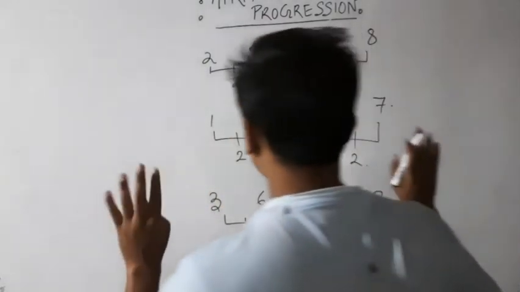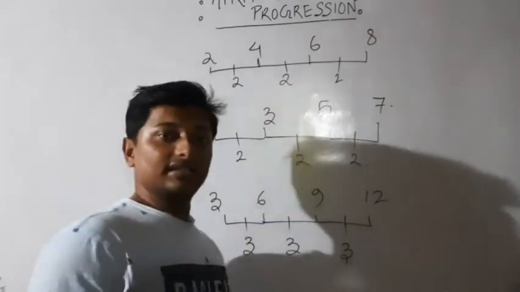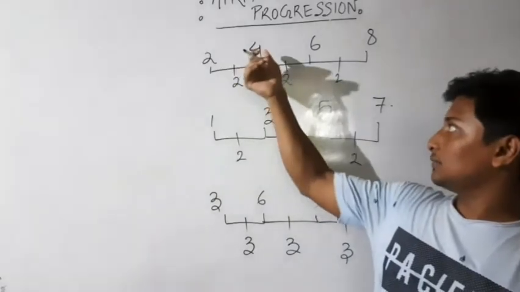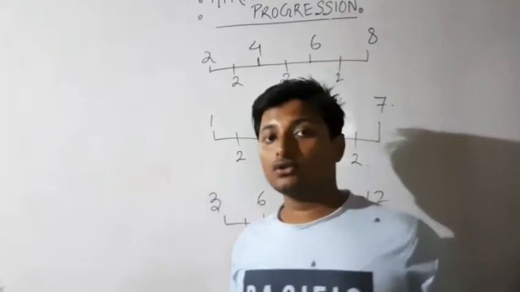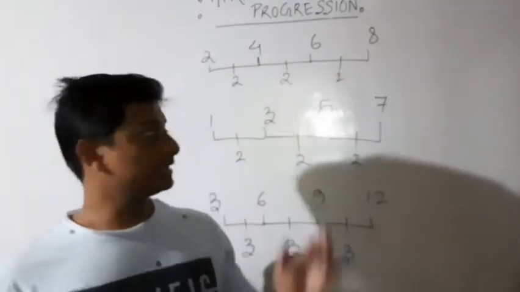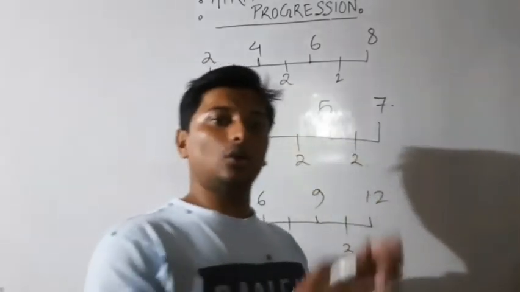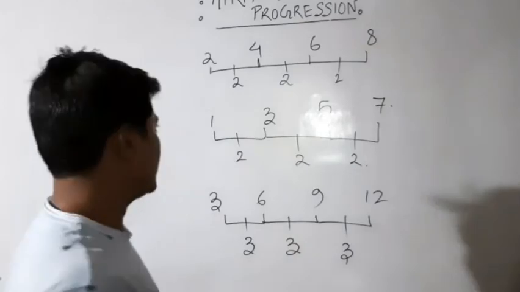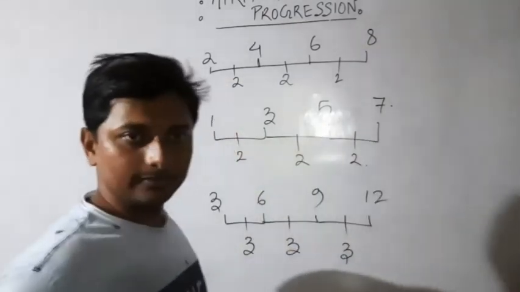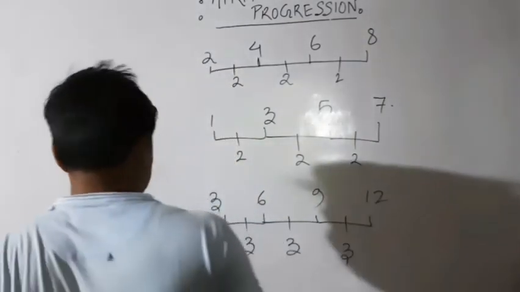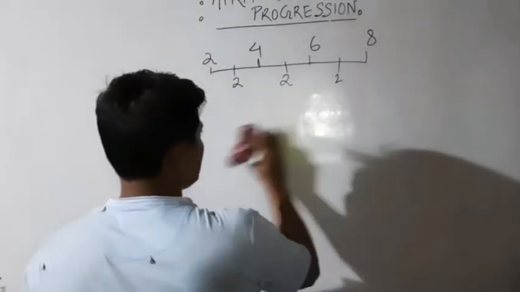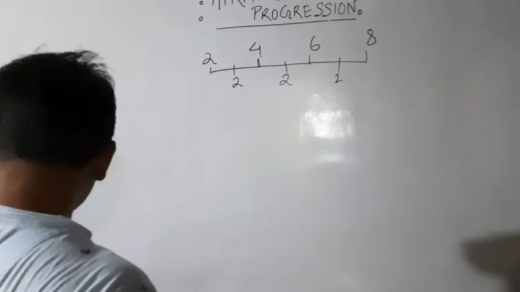Any number series in which the difference between all the consecutive numbers is equal is said to be in arithmetic progression. Understood? The difference must be equal. Now let us take another example, and you will see how much it varies from geometric progression.